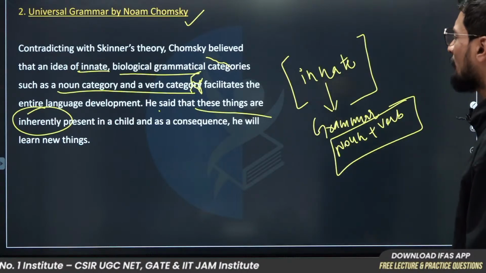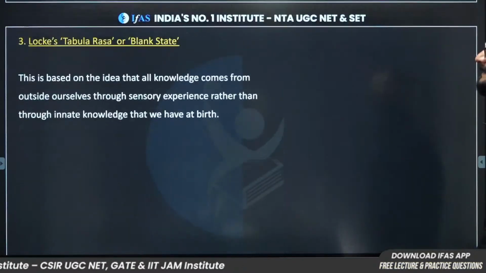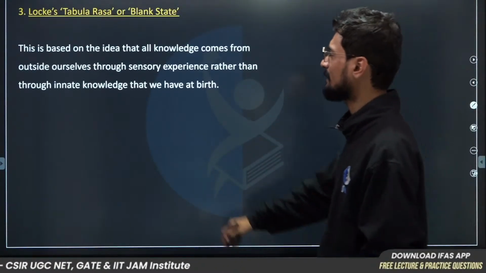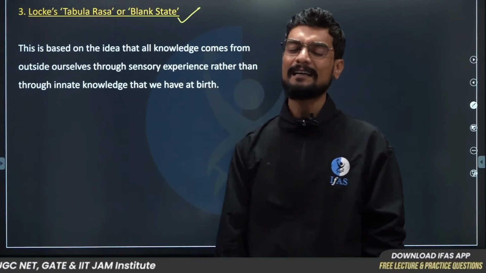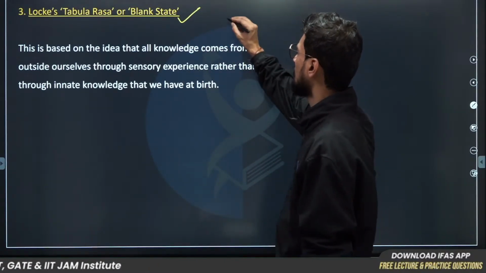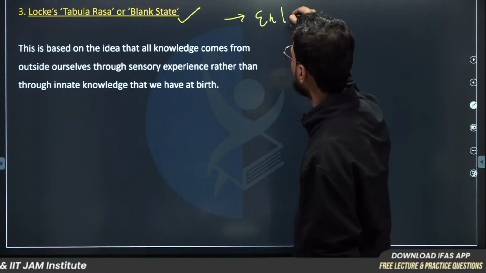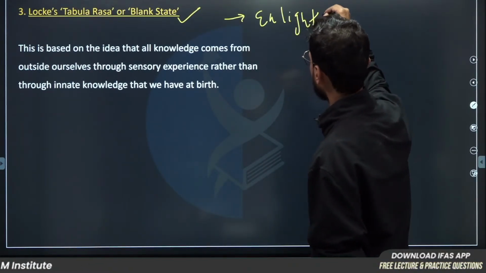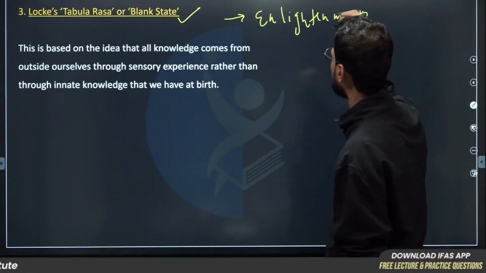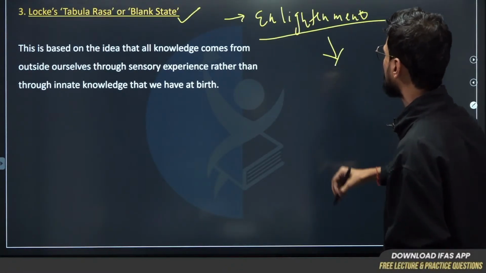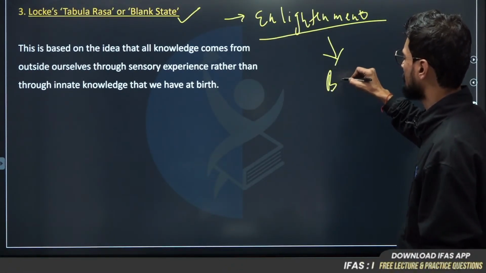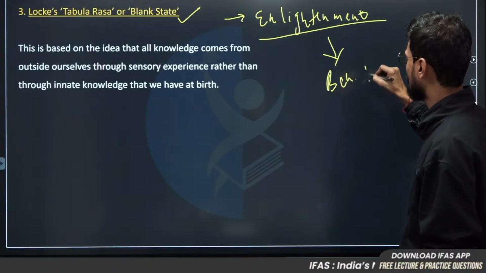Now quickly we will move on to the next one, that is Locke's tabula rasa, or the blank slate. Now this theorist, John Locke, we all know is a philosopher from the Enlightenment. In this Enlightenment, we also have a very famous example which I often reiterate, that is the example of Benjamin Franklin.